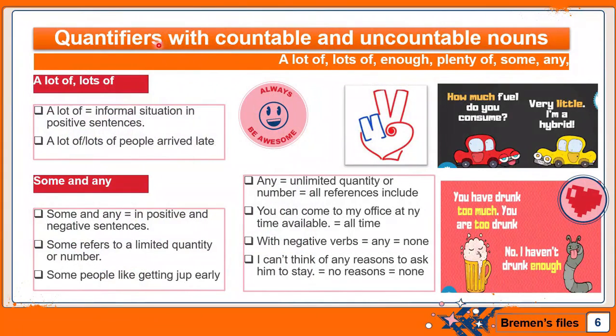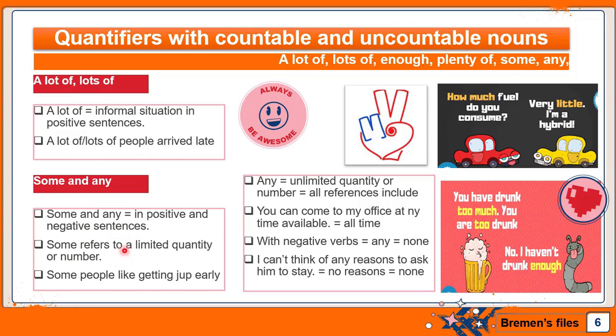The next one, quantifiers with countable and uncountable nouns. The meaning, these quantifiers can be used for the countable and at the same time for the uncountable nouns, like a lot of, lots of, enough, plenty of, some, and any. Discuss one by one. A lot of and lots of. A lot of is for the informal situation in positive sentences. A lot of people arrive late or lots of people arrive late. Some and any in positive and negative sentences.